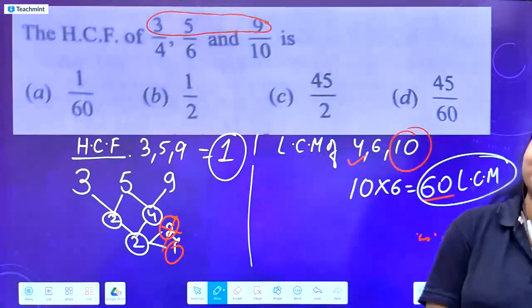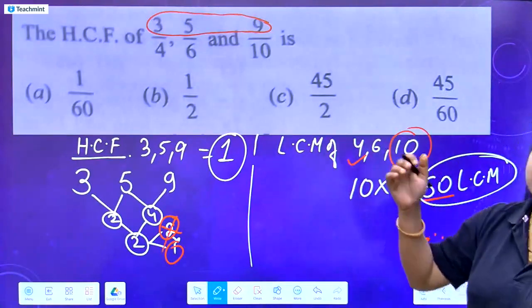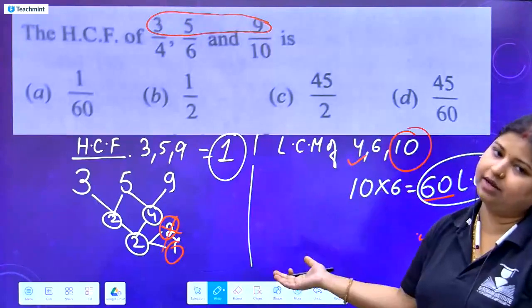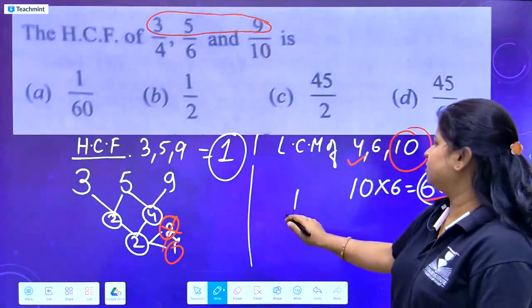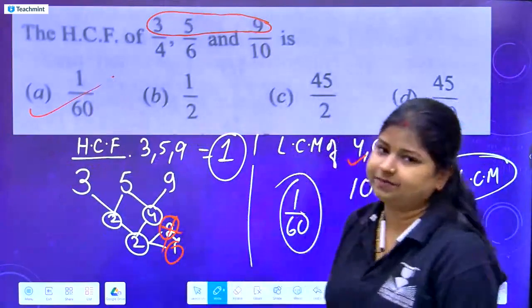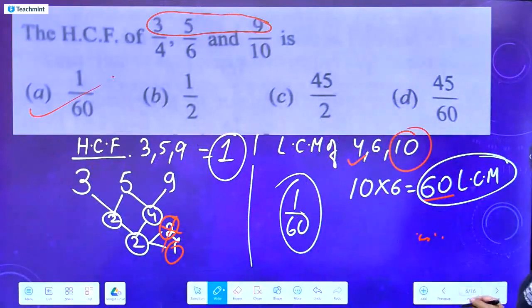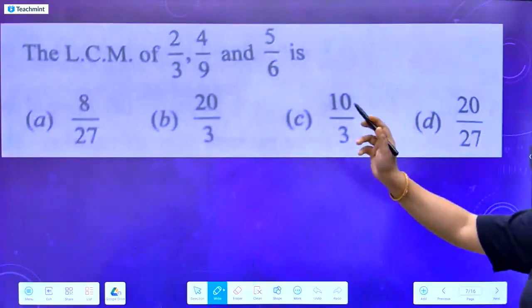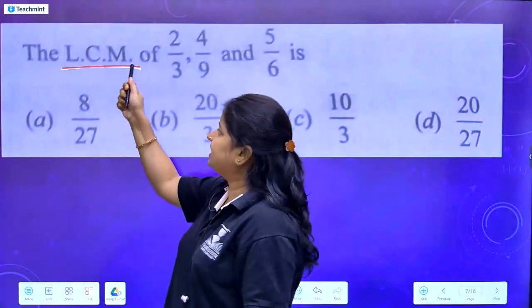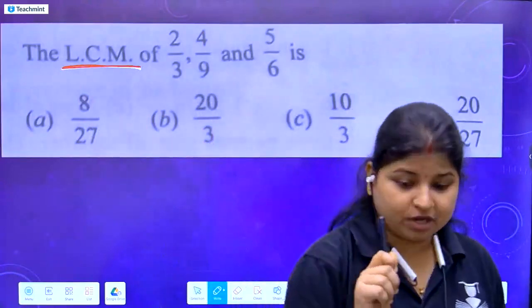Okay, for sure. So my HCF will be what? HCF upon LCM. So 1 upon 60, that is option A, beta. And we are taking so much time on just a single question. Okay, now you have to find the LCM. Keep in mind, this is the LCM. Use the formula for LCM.